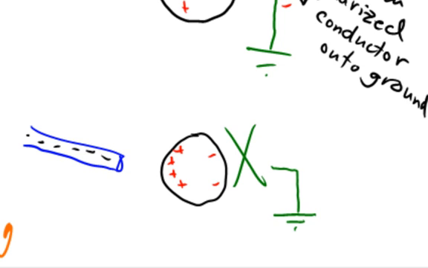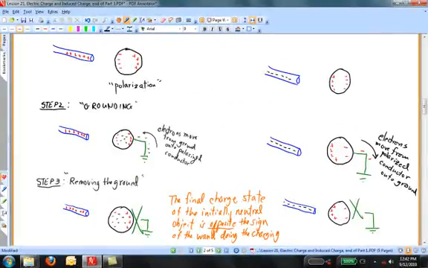When the ground is broken, those electrons that departed from the conductor are stuck on the ground. And now I've got a deficiency of electrons, an excess of protons, and so the final state of this initially neutral conductor is opposite in sign. It's positive compared to the negative wand that was doing the charging. That's the process of charging by induction.